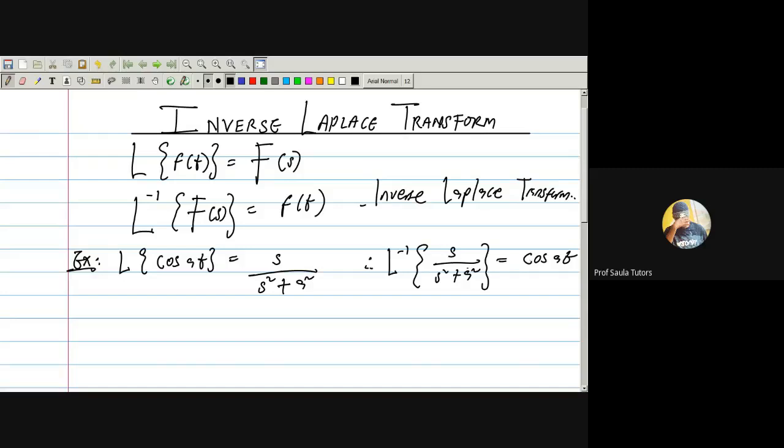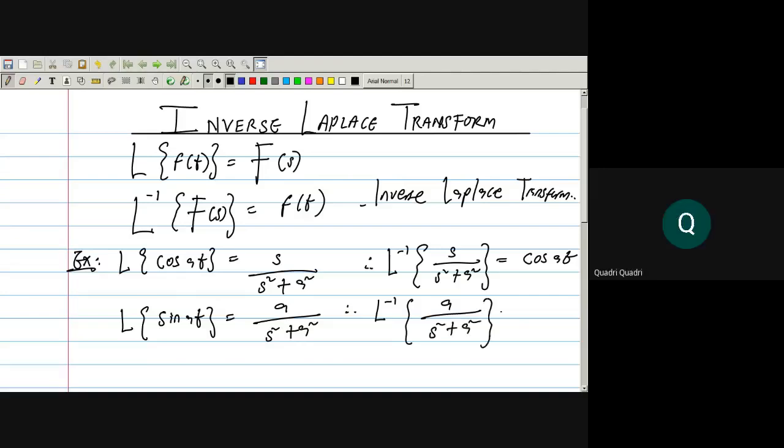Please understand this thing very well. It means I will just bring cos and whatever I have there, then I'll put t. That's cos at. Also, similarly, we learned that the Laplace transform of sine at is equal to a over s squared plus a squared. So now what is the inverse Laplace transform of a over s squared plus a squared? Sine at.